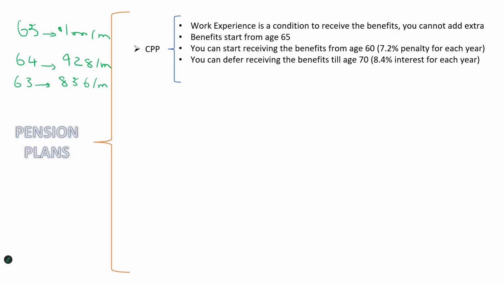So let's say if you defer and you want to start getting that money, that $1,000 a month, from age 66, you will get an $84 extra. You will get $1,084 a month. All right. So that's how it works.